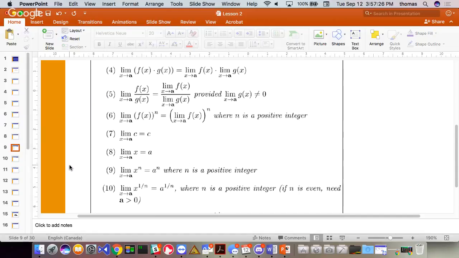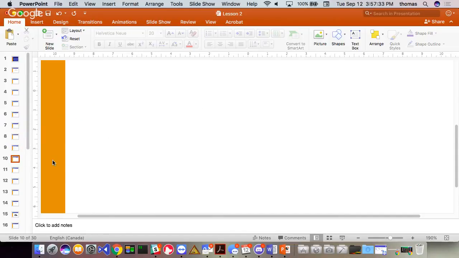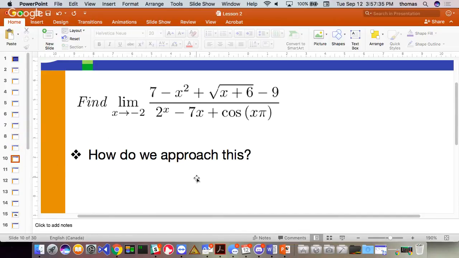Any questions so far about limits and substitution? That's the first law. The first law of limits is substitution. I feel like a philosopher. All right. Okay, let's try this out.